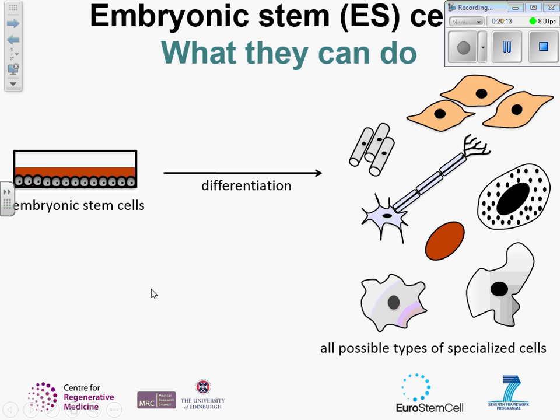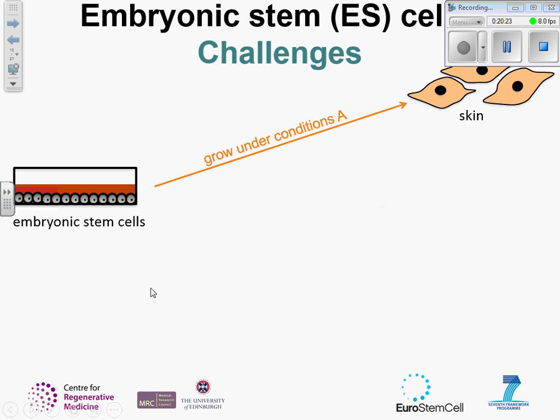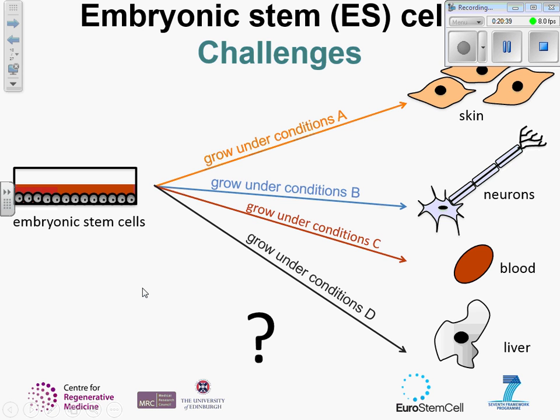Remember, this section is about control of gene expression. We've got pluripotent cells here, but how are we going to get to these different sorts of cell? Well, it's just about growing them in different conditions, and that's what happens in the embryo. Under one set of conditions, you could get skin cells. Another set of conditions will give you nerve cells. Again, a different set of conditions, blood cells, liver cells, who knows? They're all in the same area.